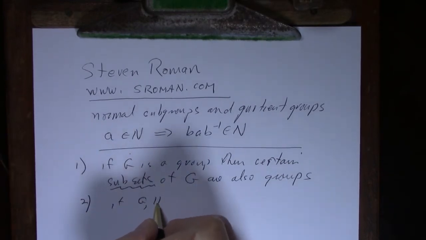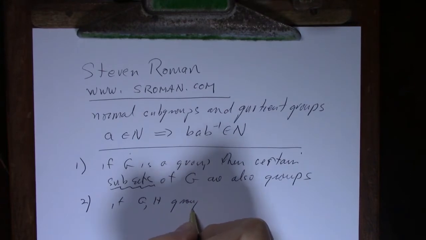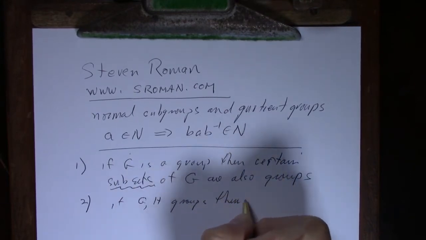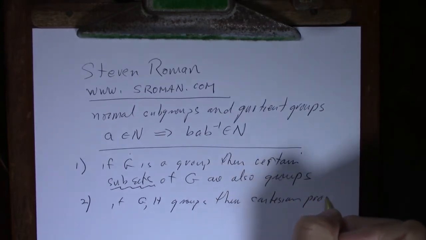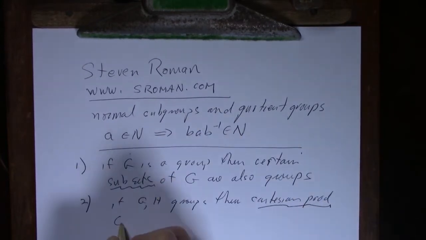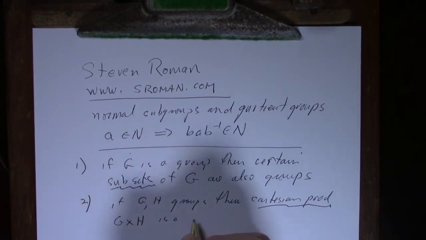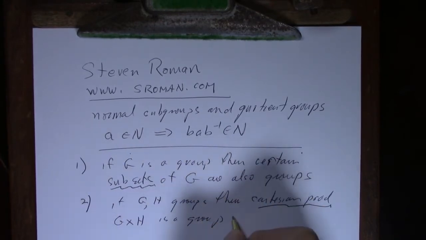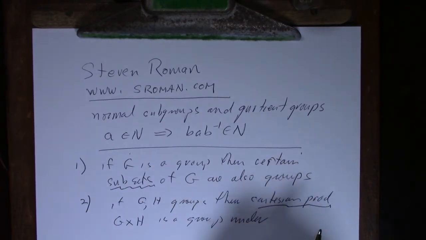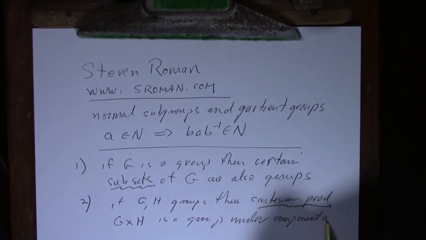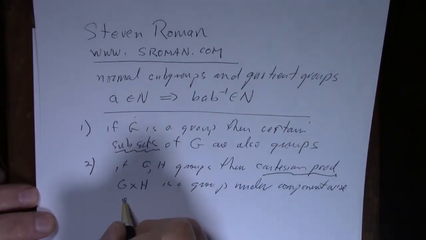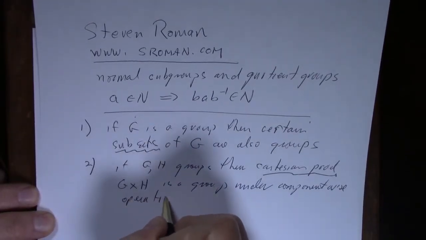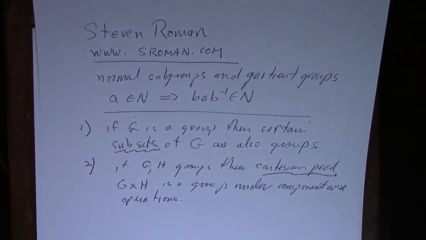If G and H are both groups, then the Cartesian product G cross H is a group under component-wise operations. And I'm sure you've seen that before.